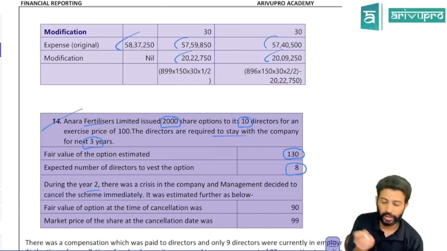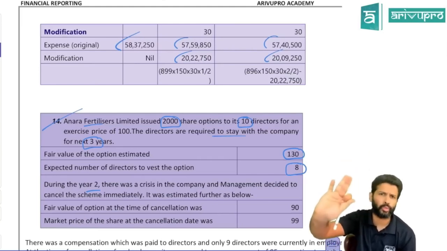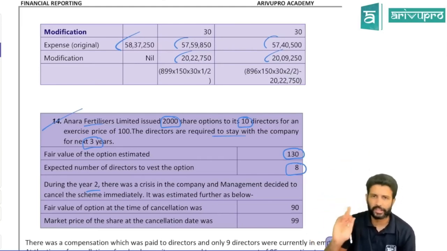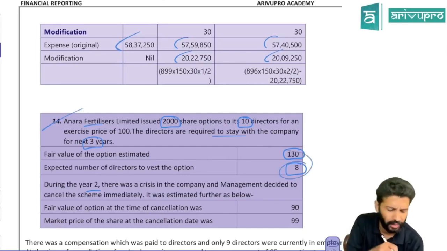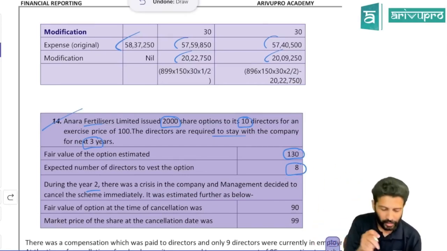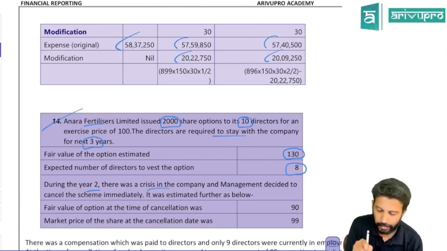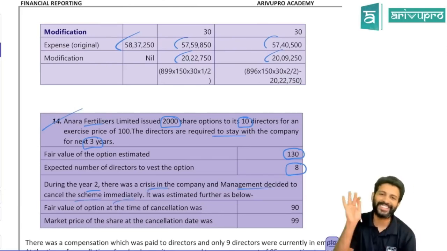It's not necessary that they have to quit. There's an option, people. The 2 of them could still be working in the organization and say, I don't want to buy the shares. That is their choice. That's fine. But the company feels 8 directors will avail, so we'll book the expenditure on 8 directors only and not 10. During the year 2, there was a crisis in the company and the management decided to cancel the scheme immediately. In the second year, they want to cancel the scheme altogether.